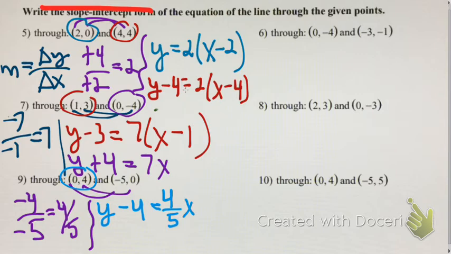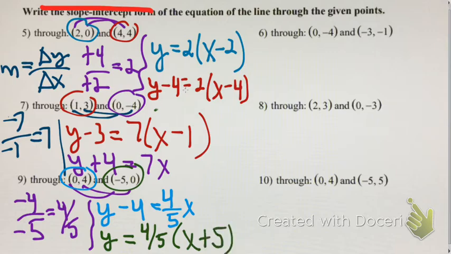And for our second one here, this is for this coordinate. Y minus 0, we'll just use y. And the slope is still 4/5. X, now we'd say x minus negative 5, so we just say x plus 5. All right, so we're getting there.